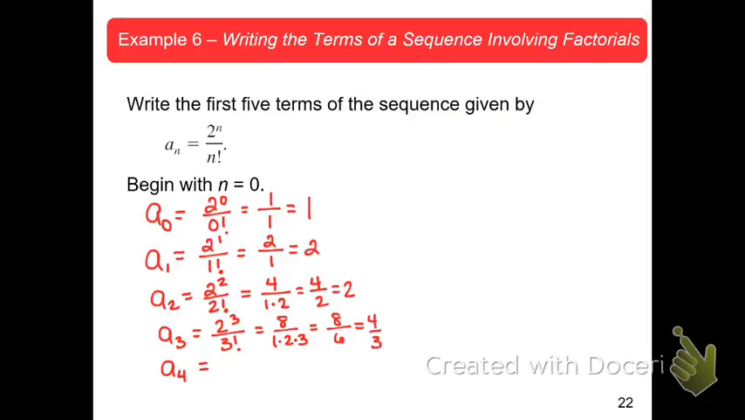And then my last term, the fifth term, n is going to be 4, so 2 to the fourth over 4 factorial. Well, 2 to the fourth is 16, over 1 times 2 times 3 times 4. So you get 16 over 24, which reduces to 2 over 3.